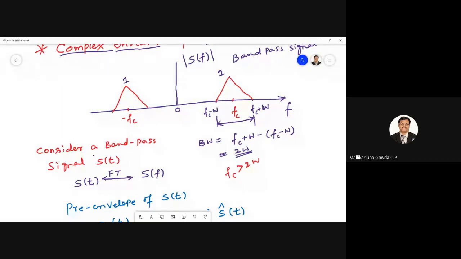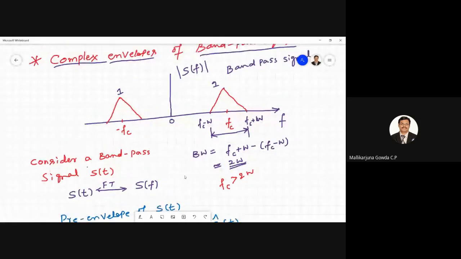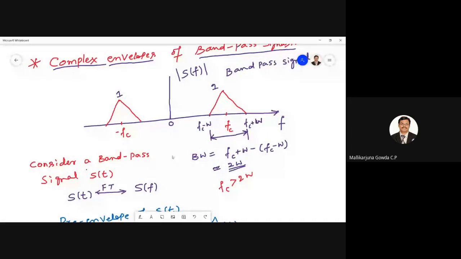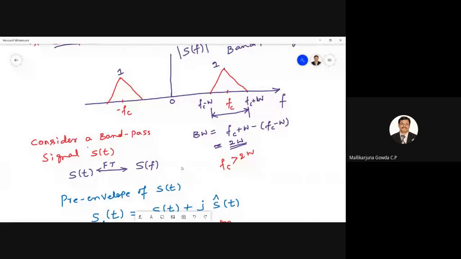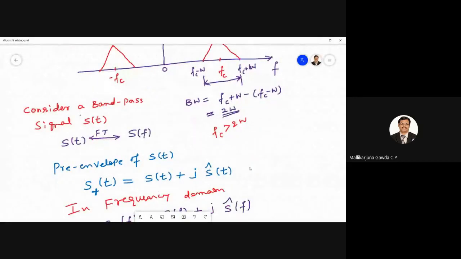Fine. Thank you. So, we'll have just a recap of what we discussed yesterday about the complex envelope of the bandpass signal. First I took the bandpass signal spectrum. I said what is a bandpass signal. Then I wrote the spectrum of the bandpass signal. Then I found the pre-envelope of this bandpass signal, which is done with the time domain expression as well as with the frequency domain expression.